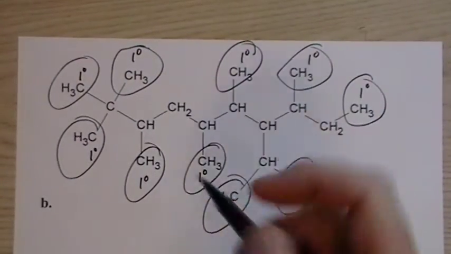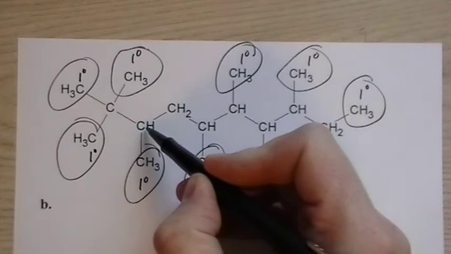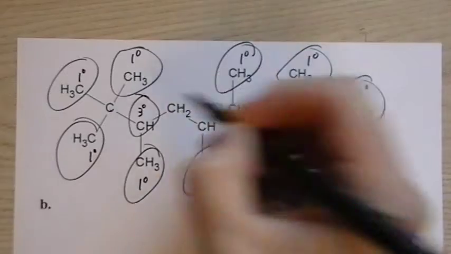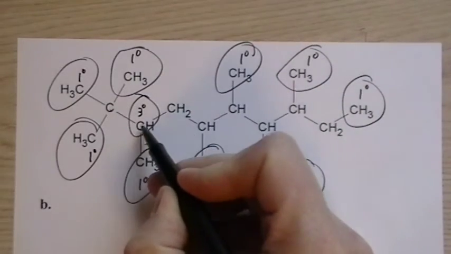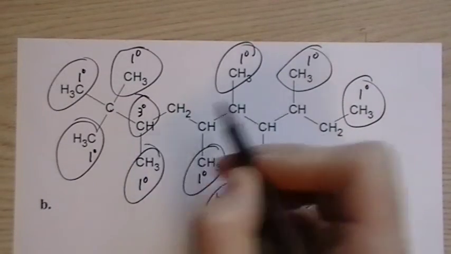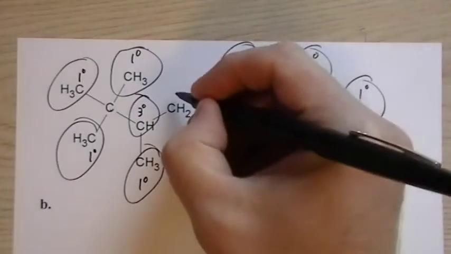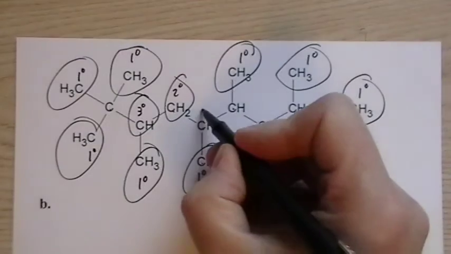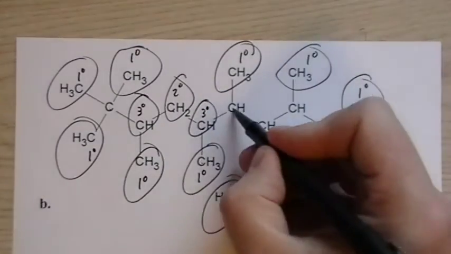Okay, let's look at this carbon. This carbon is connected to 1, 2, 3, so put a 3 and then the degree sign. This carbon is connected to 1 carbon, 2 carbons, and 2 hydrogens, but nobody cares. It's just 2 carbons, so secondary. This carbon, 1, 2, 3. So 3, primary. This carbon, 1, 2, 3.